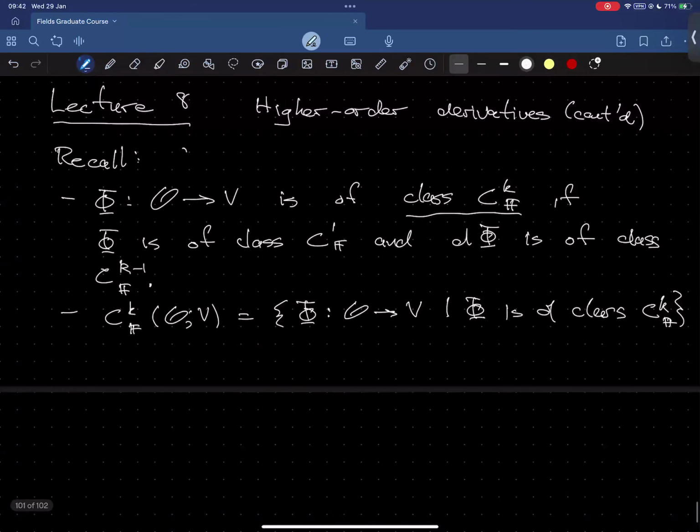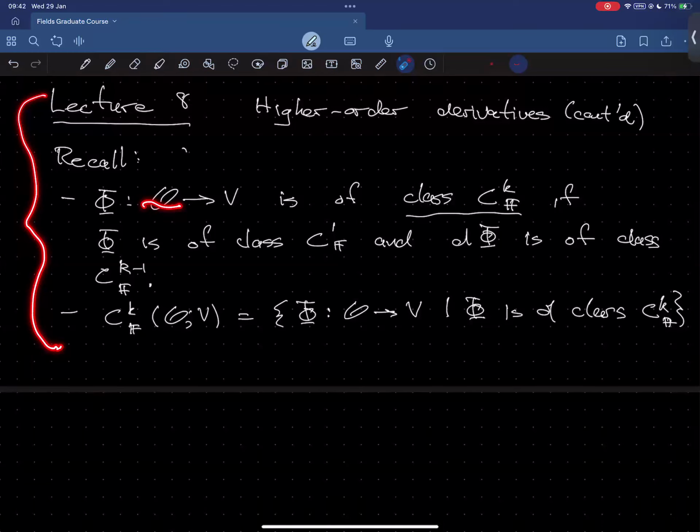Okay, so last time we talked about higher order differentiability. So remember, this was the definition that a mapping from an open subset O of a locally convex space U into a locally convex space V is of class C^k if it's first of all of class C^1 and its derivative is of class C^(k-1). So that was our definition of what it meant to be class C^k.